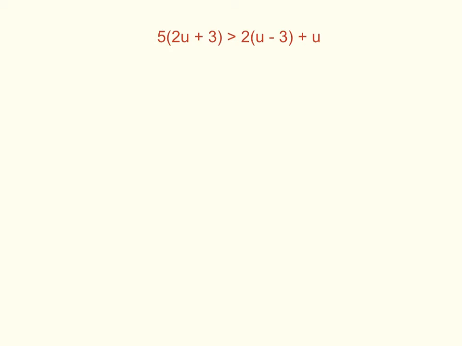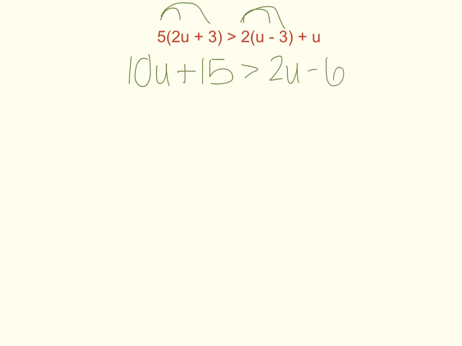The first thing we're going to do, and we're not going to call it the rainbow, it's the distributive property. I'm taking that 5 and I'm applying it to what's inside the parentheses. Same with that 2 over there. So we know 5 times 2 is 10, so I have 10u. 5 times 3 gives me 15. I have my symbol, which is greater than. 2 times u is just 2u. 2 times a negative 3 is a negative 6. And I have my plus u.